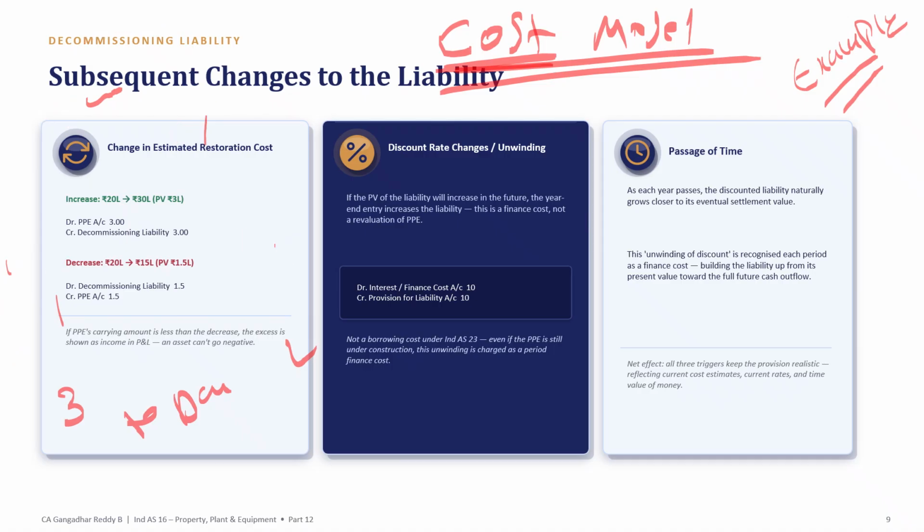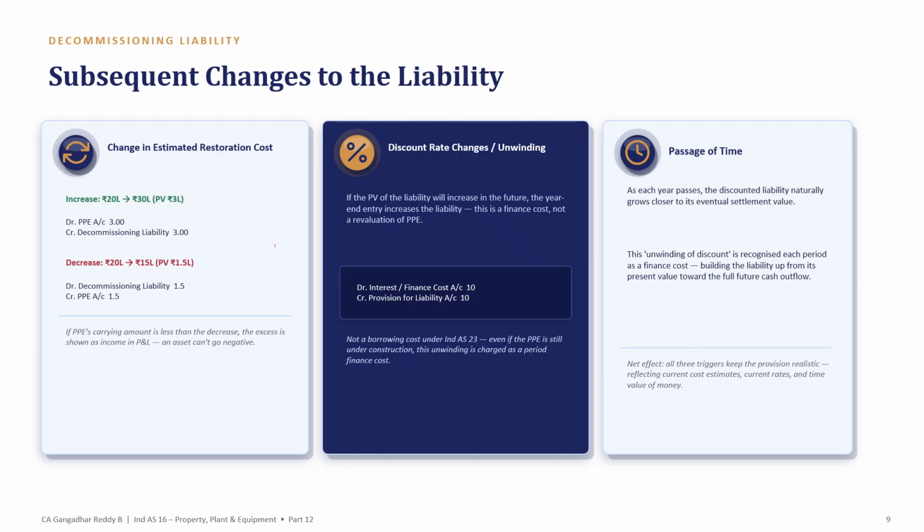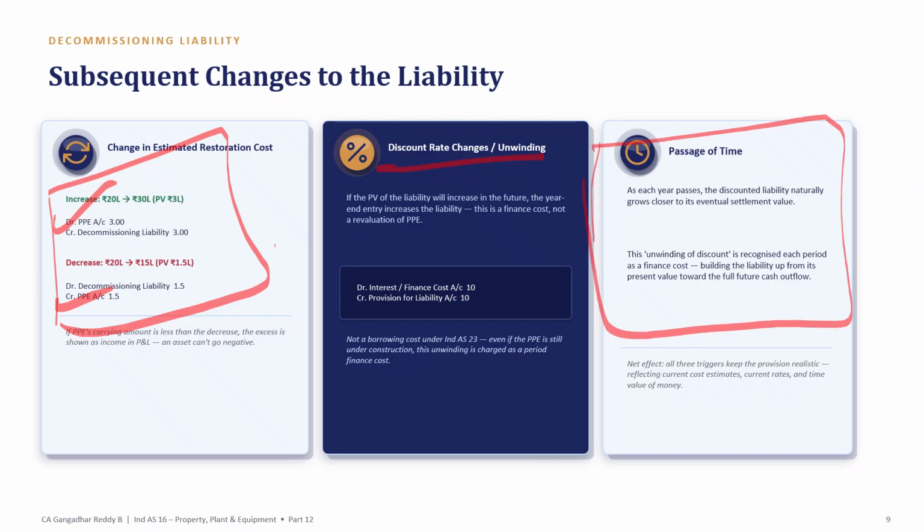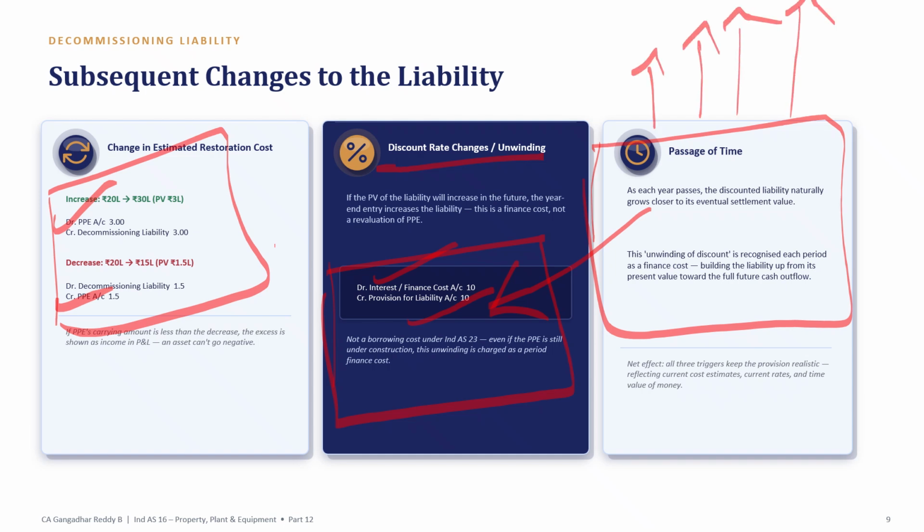I hope you understand. If there is any change in the decommissioning liability due to a change in the estimates or the discount rate, the change should affect the PPE value. Or if there is a change due to passage of time or interest, we account for it like this: interest account or finance charges debited, provision increased. So this will keep on increasing the liability, but there is no change in the PPE value. They will charge it to the finance cost. Finance cost would be in the P&L account.